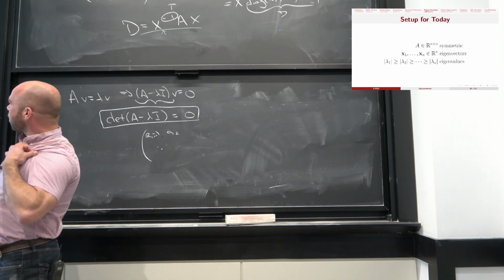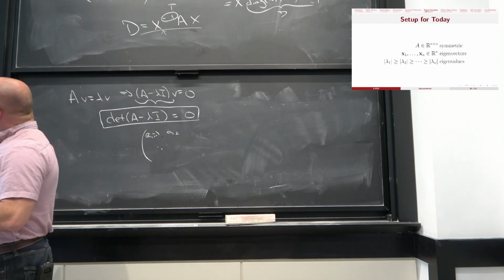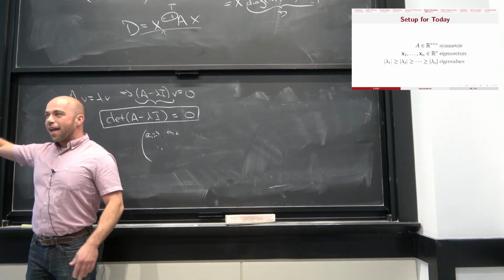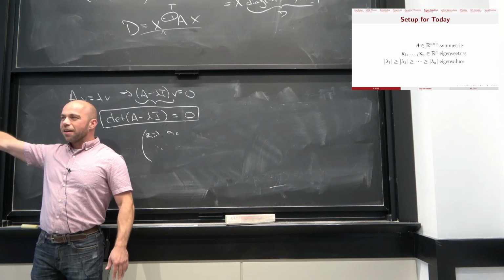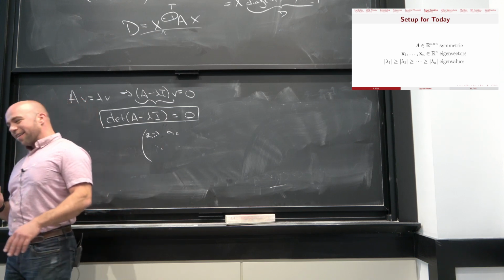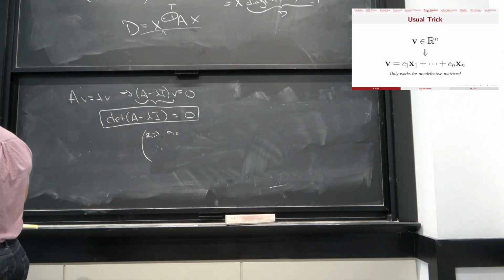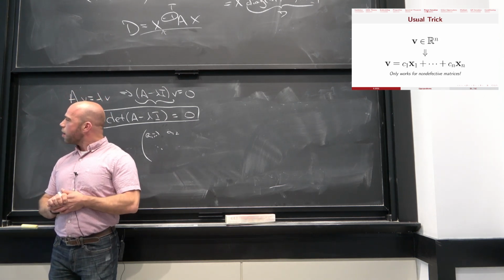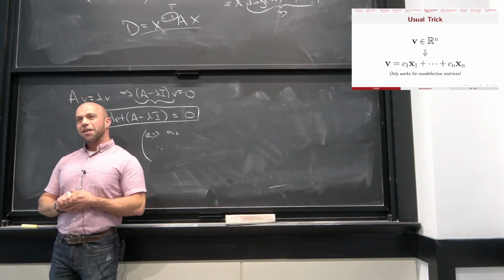So here's going to be our trick. What do we know about the eigenvectors of A? Well, we know that they span R^n. We can take any vector in R^n, and we can write it in this x1 to xn basis. Does that make sense? That's the nice thing it buys us. So if we take just an arbitrary v, we can write it in the following form. Again, this is only true for non-defective matrices. We don't like defective.